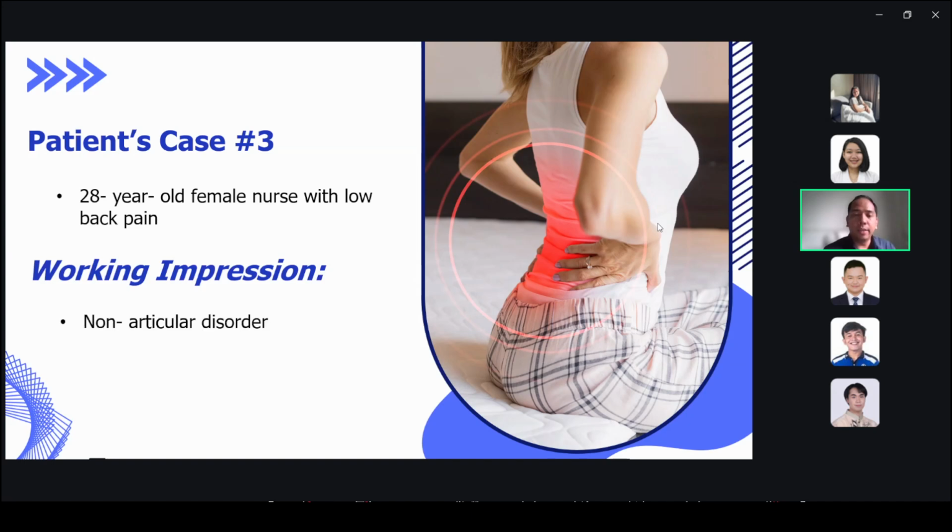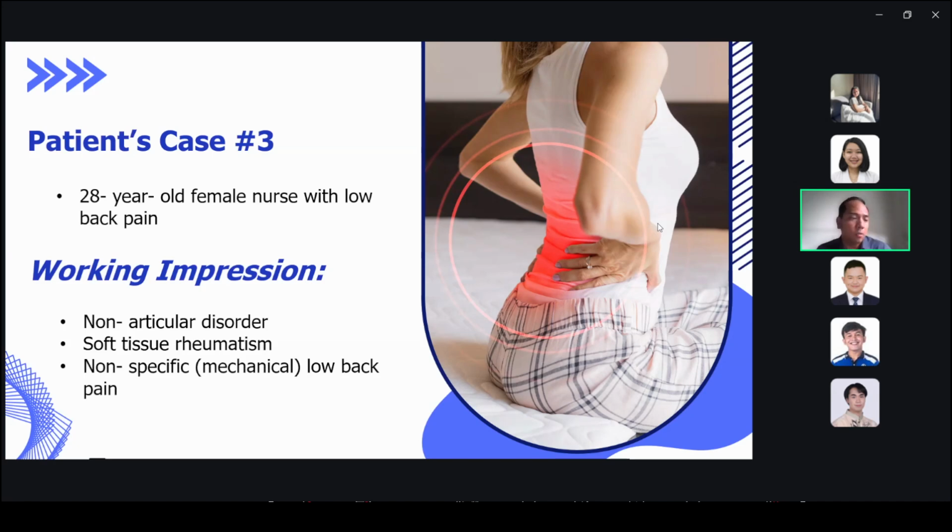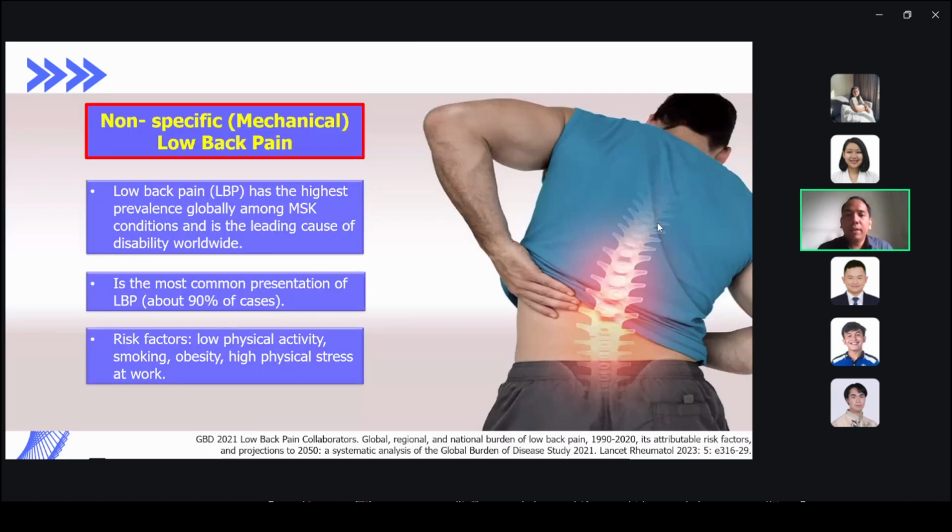No, you're there already. So this patient is suffering from a non-articular disorder, soft tissue rheumatism, the non-specific mechanical low back pain. So I'm glad that you mentioned the word mechanical low back pain. So meron ka ng advanced reading pala no sa low back pain. So the non-specific low back pain or mechanical low back pain, or they call it NSLBP, has the highest prevalence globally among the MSK conditions and is the leading cause of disability worldwide.